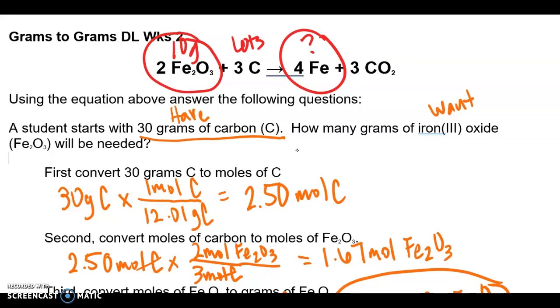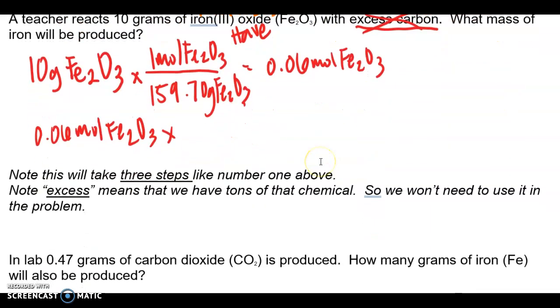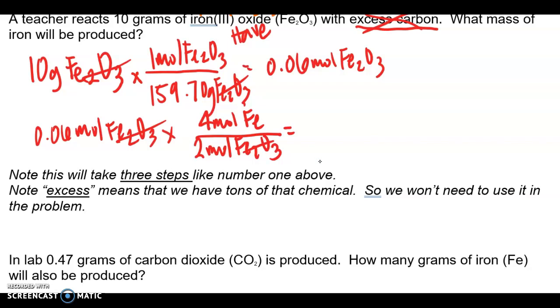So this is a 2 to 4 ratio here with the moles. So we're going to go down here and we have 2 moles of the Fe2O3 and we have 4 moles of the iron. So that cancels. So 0.06 times 4 divided by 2 is going to get us 0.12 moles of iron.